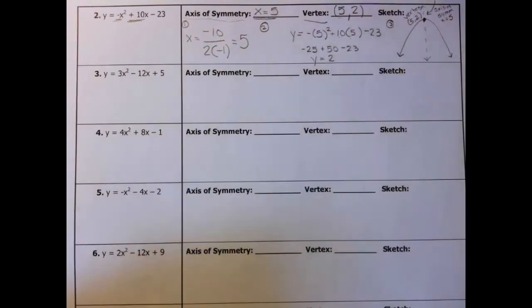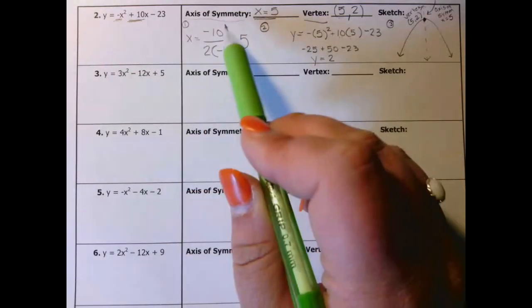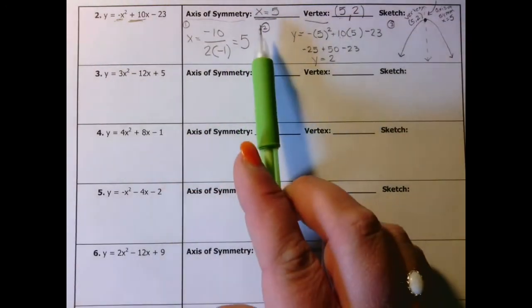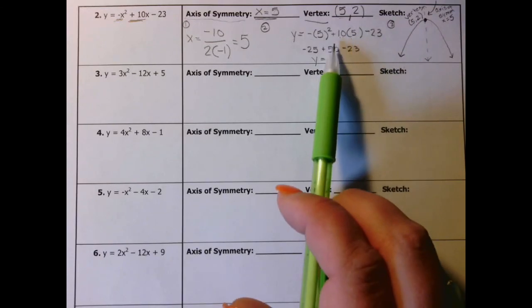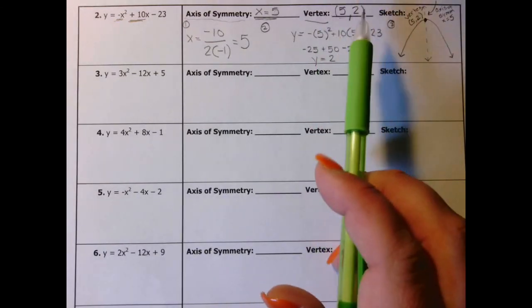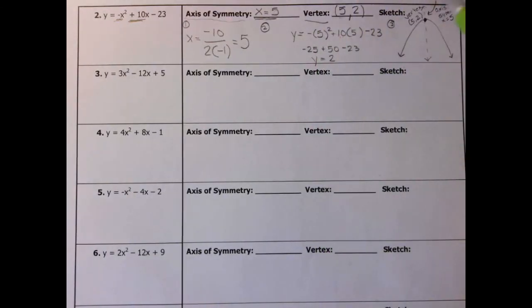So for numbers 3 through 10, you have 8 more problems. Figure out what your axis of symmetry is using our formula. Plug that axis of symmetry into your equation to figure out your vertex, which is going to be an ordered pair, and then draw me a sketch with your axis of symmetry and your vertex both labeled.